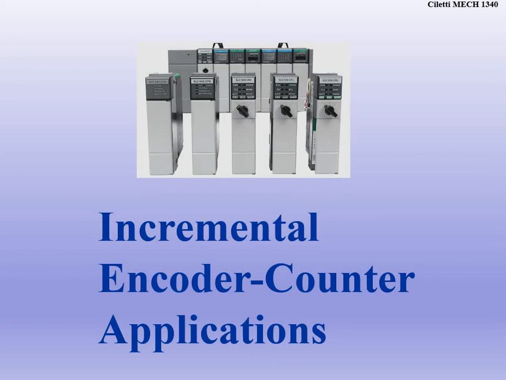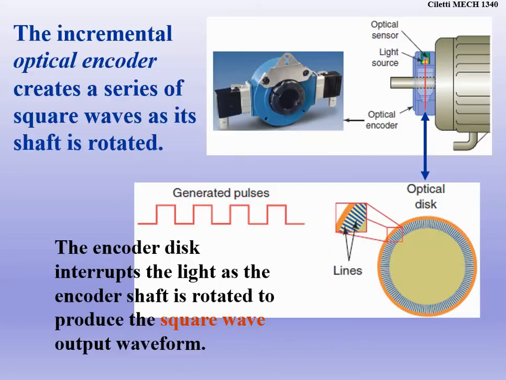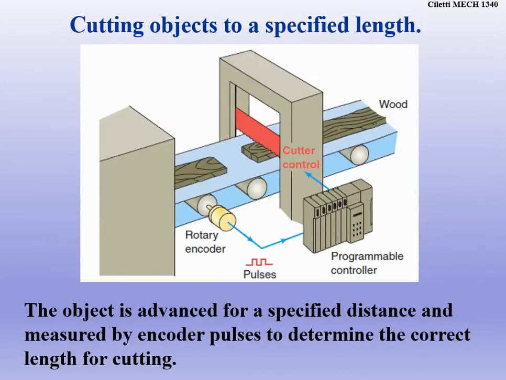Okay, so incremental encoder counter applications. We use some of these on servos and things like that. So we use an encoder disk on it. We want to count how many times it's rotated around and in which direction. That helps translate into our X, Y, Z.